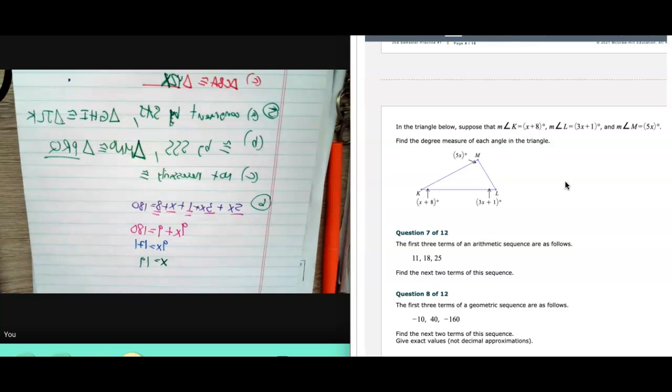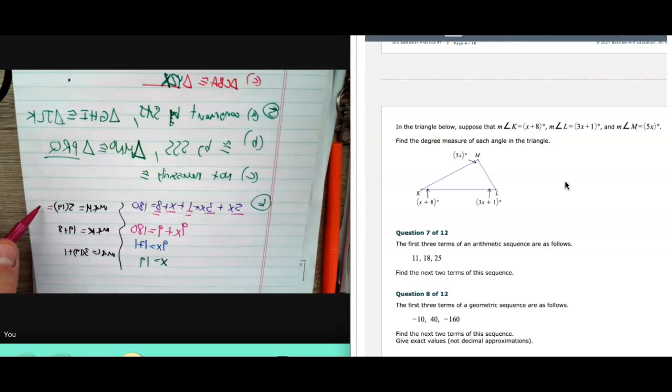So x is 19, but then you're not done. This problem didn't say solve for x. It said find the measure of each angle, so angle M is 5x, so that's 5 times 19, and then angle K is x plus 8, so that's 19 plus 8, and then angle L is 3x plus 1, so that's 3 times 19, plus 1. So let's go ahead and calculate these angle measures using this information.